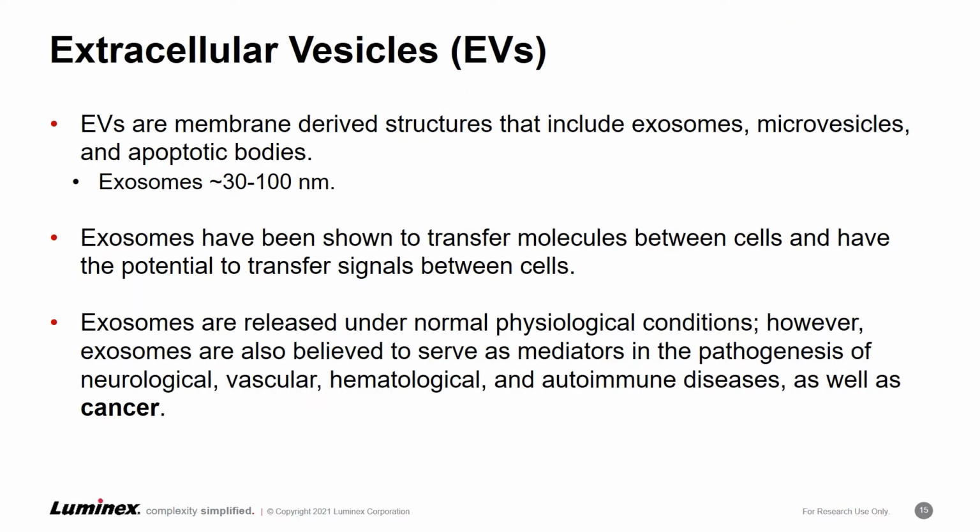Next, we'll shift gears and talk about extracellular vesicles, or EVs. EVs are membrane-derived structures that include exosomes, microvesicles, and apoptotic bodies. Exosomes range from about 30 nanometers to 100 nanometers. Exosomes have been shown to transfer molecules between cells and have the potential to transfer signals between cells.